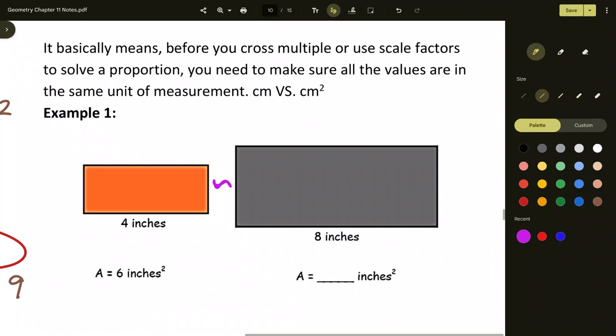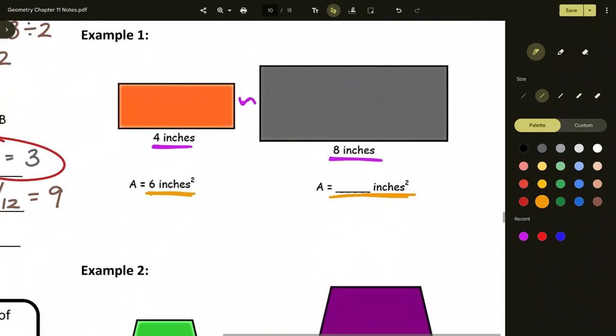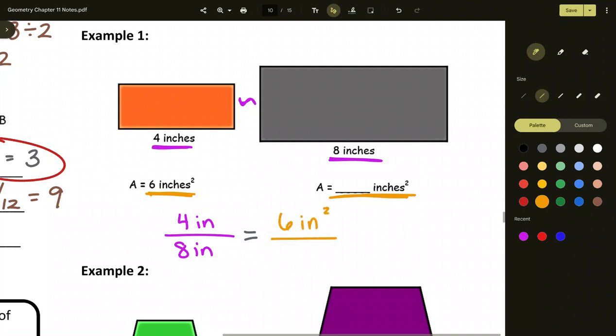And so here we have a base length of 4 inches compared to a base length of 8 inches. Then we are looking at their areas being compared, 6 inches squared to unknown inches squared. So what we need to do is we can set up the proportion the same as we had before. 4 inches compared to 8 inches equal to 6 inches squared compared to unknown inches squared.